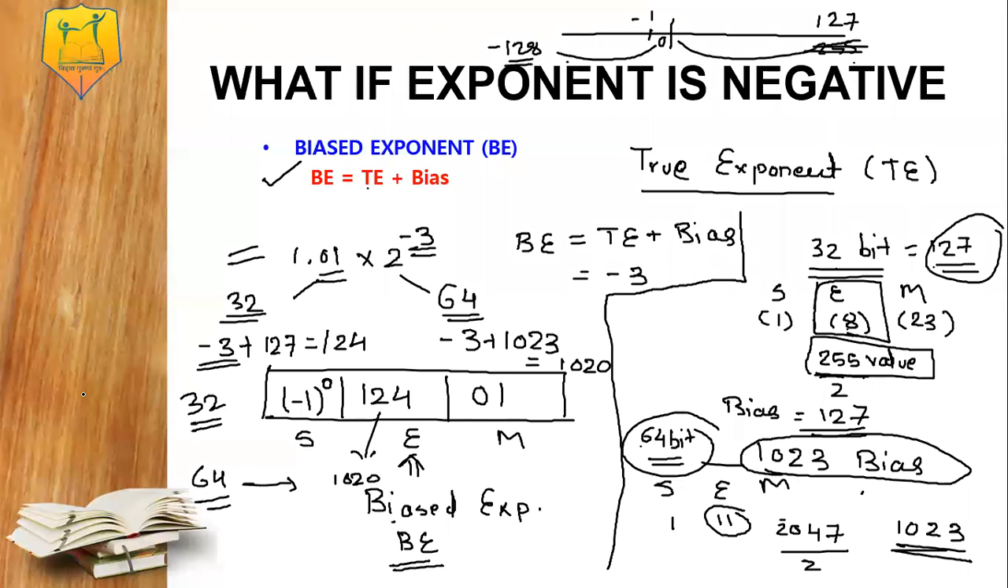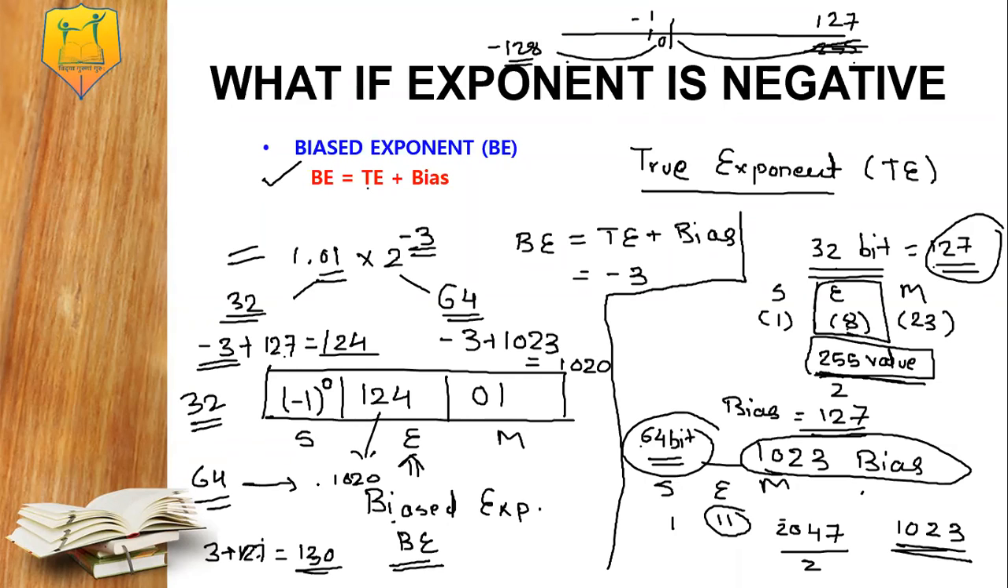If the exponent is negative, then I can add this biased value because I have 255 slots. So if I add this, it's 127 minus 3, it's 124. And suppose it is a positive number, like instead of 2 to the power -3, 2 to the power 3, then 3 plus 127 becomes 130. So it is within the range of 255, so definitely we can store it in 32 bit format also.